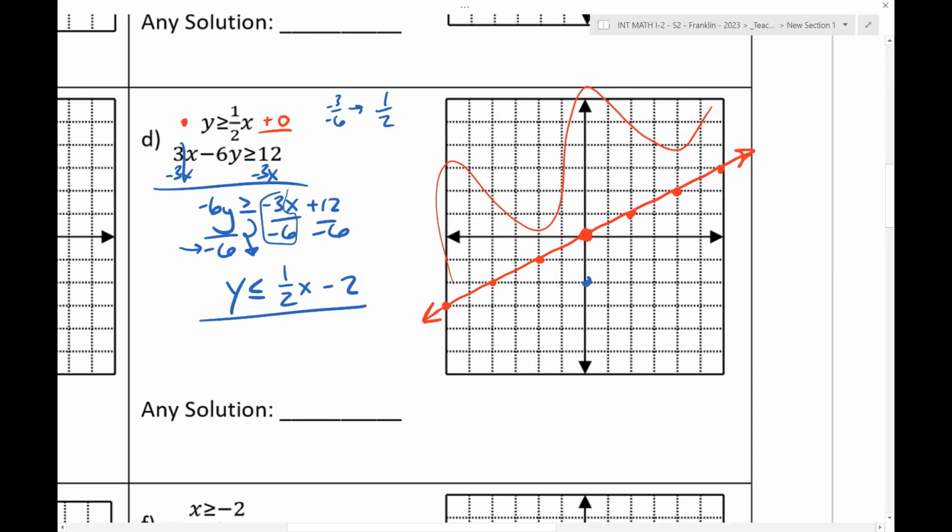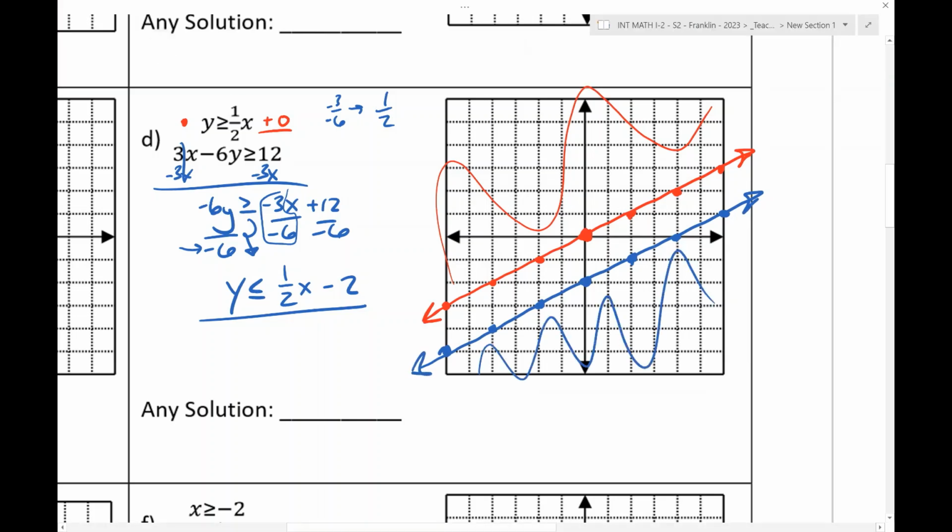Starting at negative 2, our slope is 1/2, so up 1 over 2. You'll notice these lines are parallel, which could mean we have a problem. We'll see what happens. We have a solid line here, so I'm going to use that solid line. And it says less than or equal to, so that shades down.